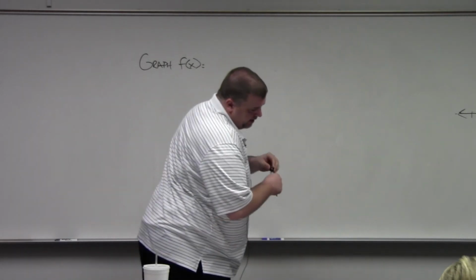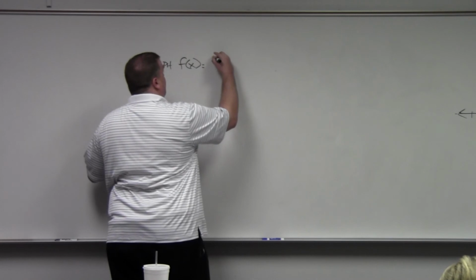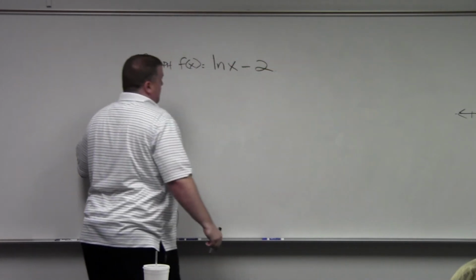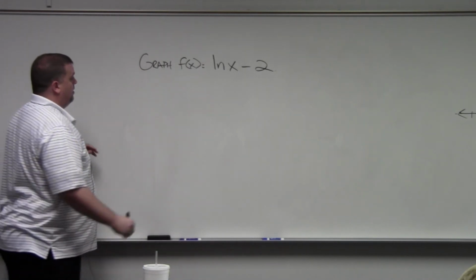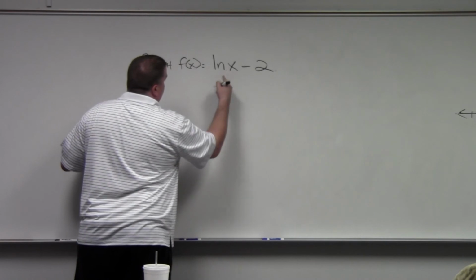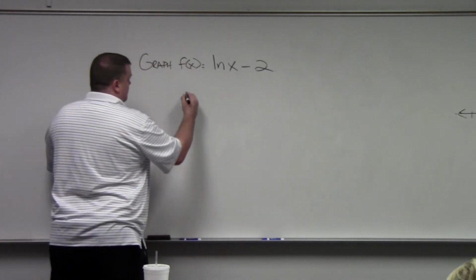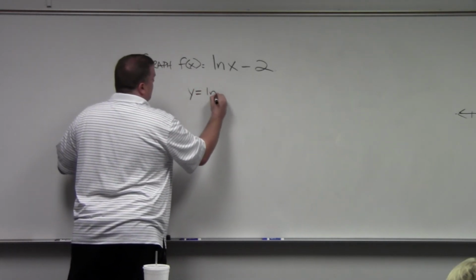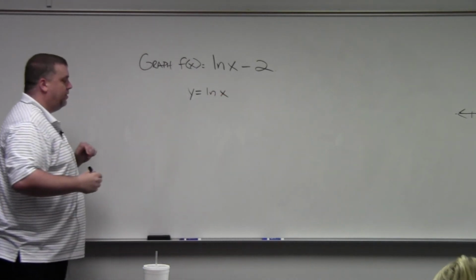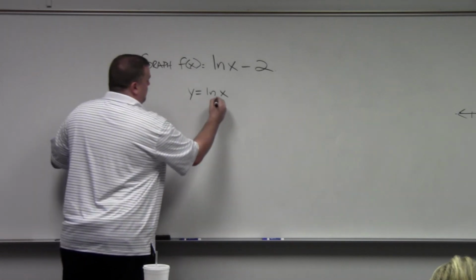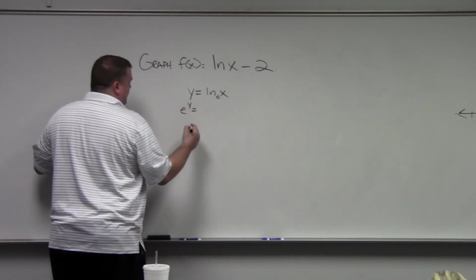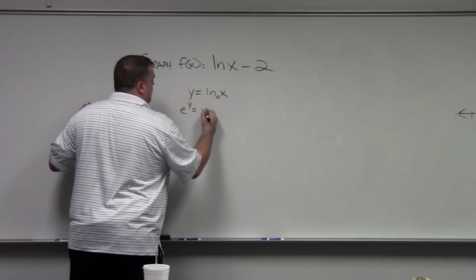This last one says we have ln x, which is the natural log of x, minus 2. What is the base on a natural log? E. So let's talk about just y equal to natural log of x. It's understood to be a base of e. So what we're looking at is e to the y power equals x.